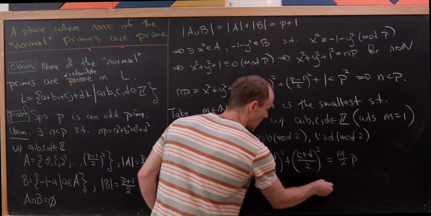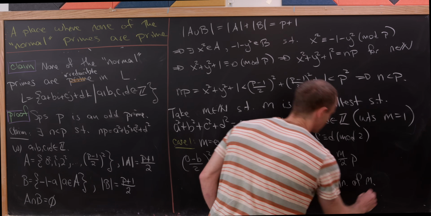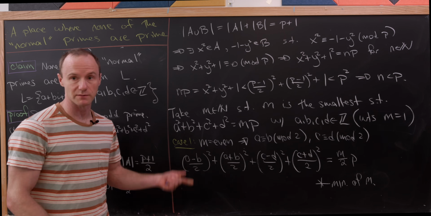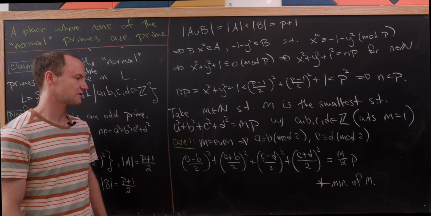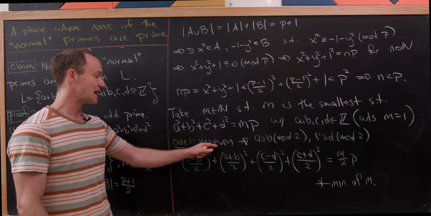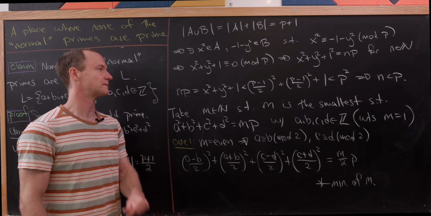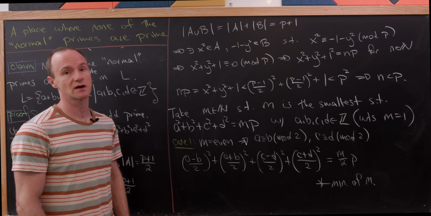But notice that contradicts the minimality of our number m, because we've expressed (m over 2) times p as a sum of squares. But we said that m was the smallest one where that was possible. So that means that m must be odd, because if it's even, we have a contradiction. Okay, so let's see what goes wrong if m is odd.